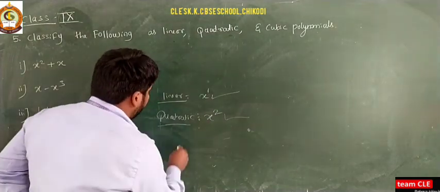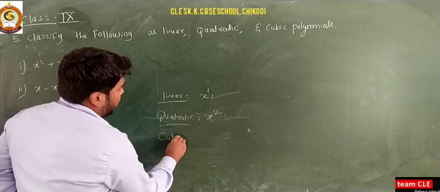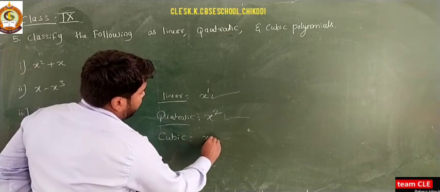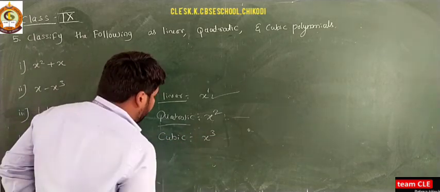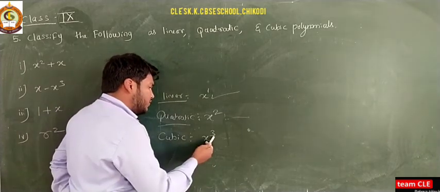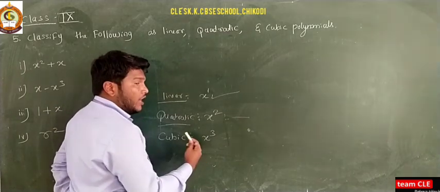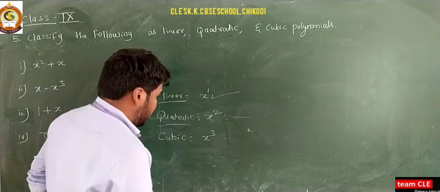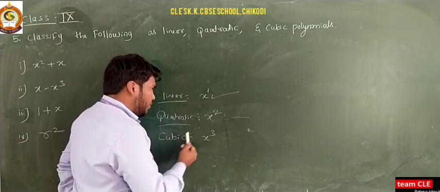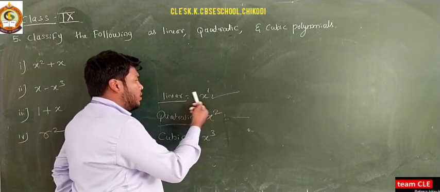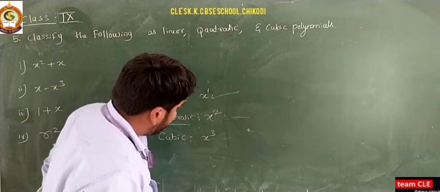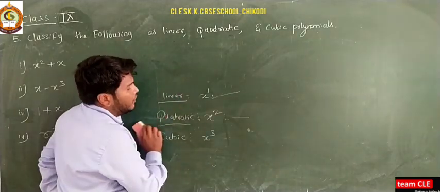Next we have cubic. So for cubic, I will write x cube. If the highest power of the variable is 3, then we can say it is a cubic equation. So here 3 means cubic, 2 means quadratic, 1 means linear. Okay, so this concept should be known before solving this exercise.